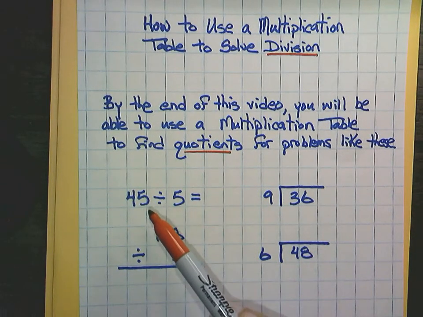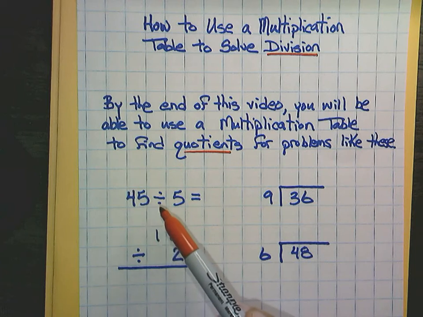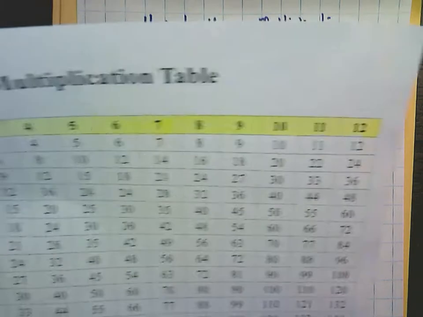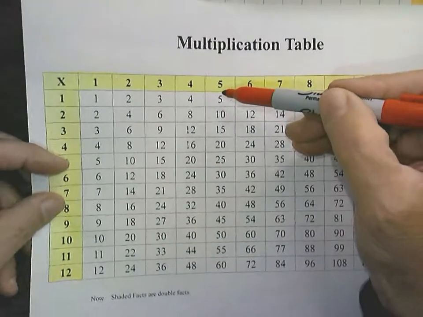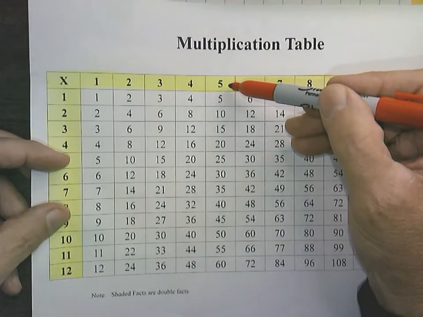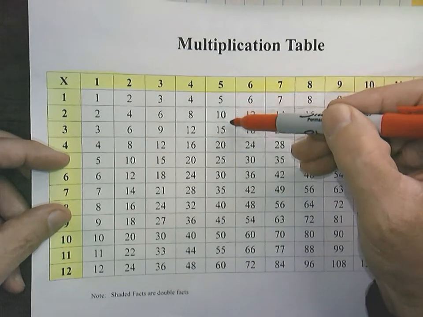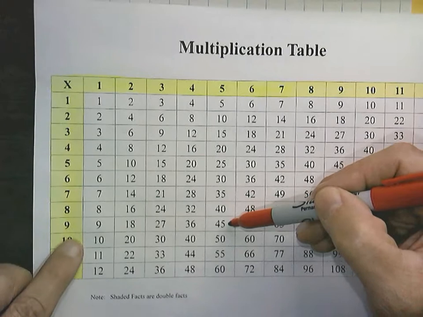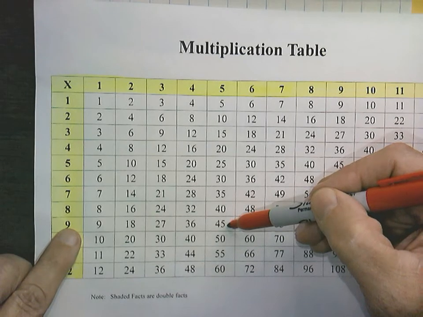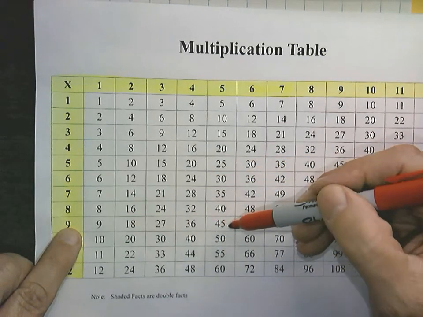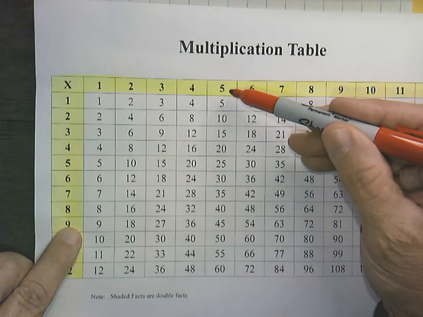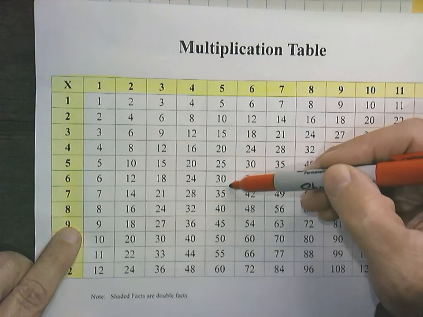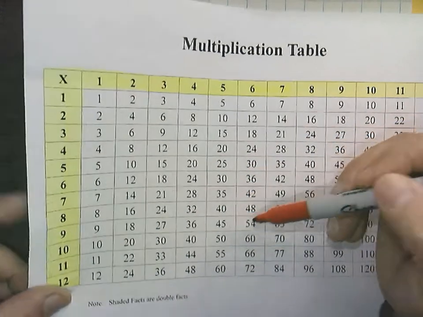So, for example, 45 divided by 5. It said divided by 5, and if you look down, I see 45 right here, and that would be 9 as we go across. Or you could also count in your 5s: 1, 2, 3, 4, 5, 6, 7, 8, 9.